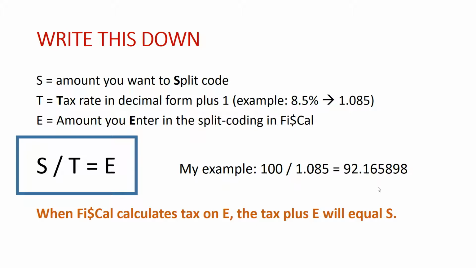And then when Fiscal taxes that, the tax on this $92.17 will add up to $100. And the correct amount, $100, will be charged to 02350. I'll show you where to enter this number.